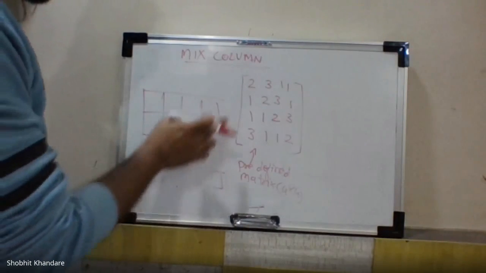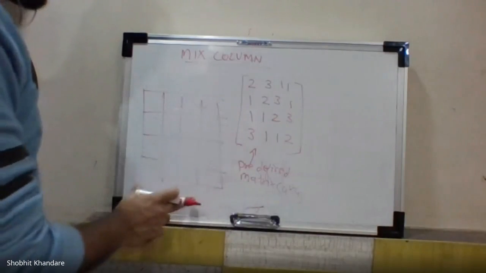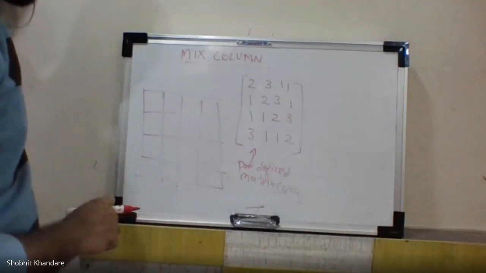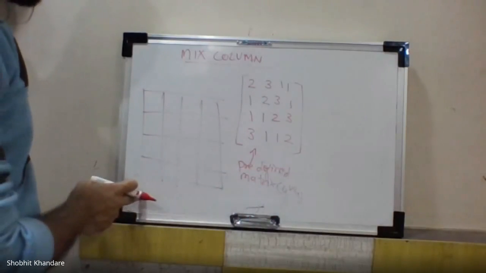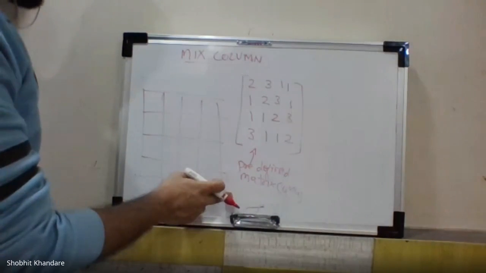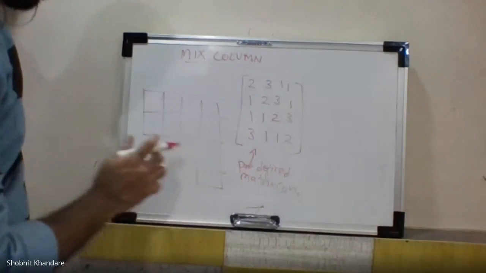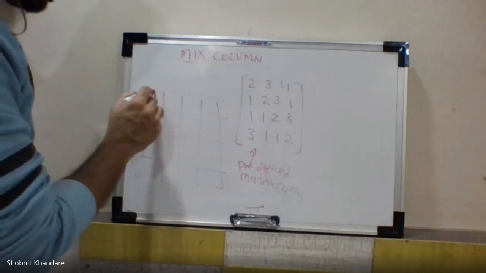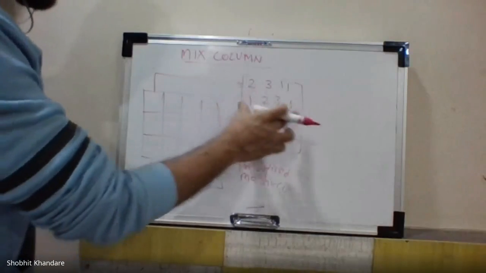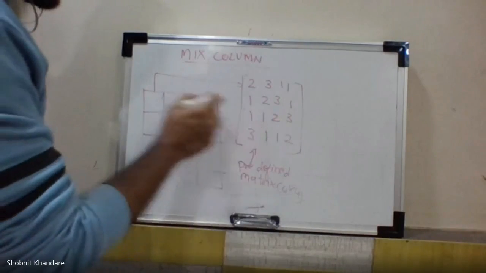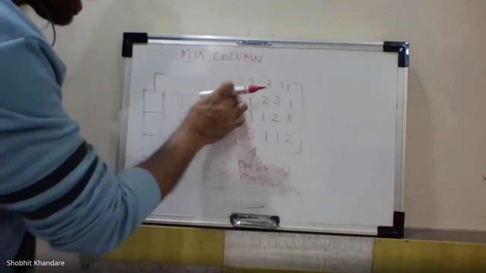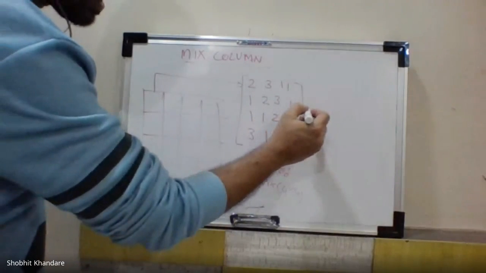Now this one has to multiply with this. You know this is 4 by 4 and this is also 4 by 4. How will the multiplication happen? Please draw in this manner. This first column will be multiplied with this matrix. I'm doing it here.